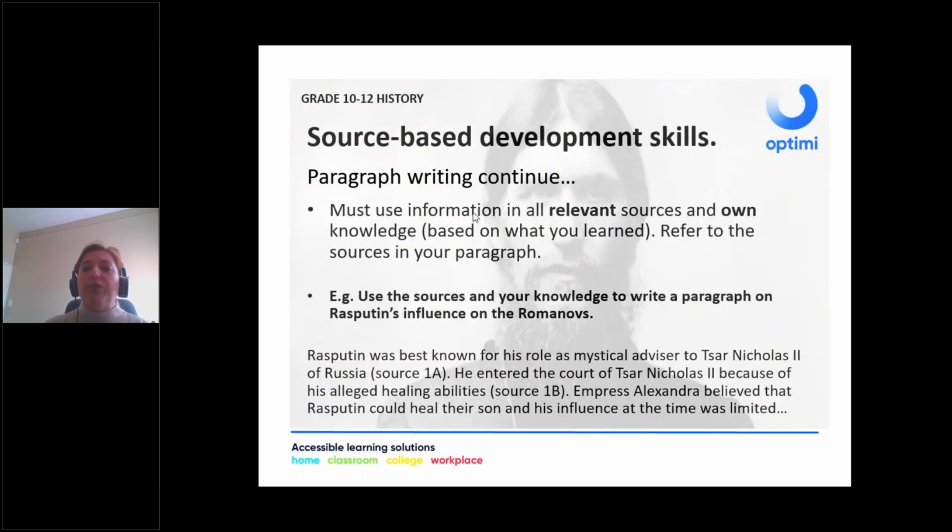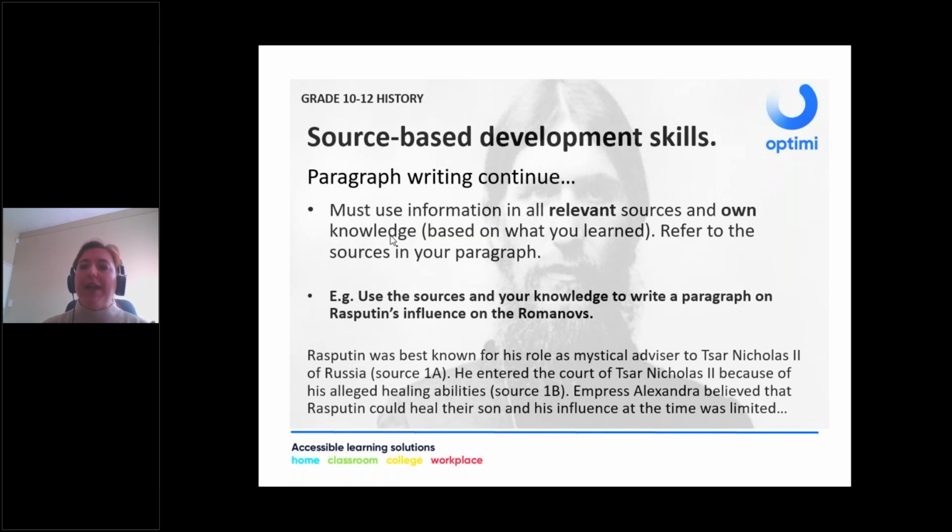Okay, when you write a paragraph, it is very important that you use all the relevant sources in the source-based question and your own knowledge. So in other words, the information that you've studied from the textbook, right? Refer to the sources in your paragraph. So the marker actually wants to see that you have used the sources and that you have also brought in your own knowledge that was not mentioned in the sources in the paragraph, that you actually have the knowledge to write a coherent paragraph. Okay.